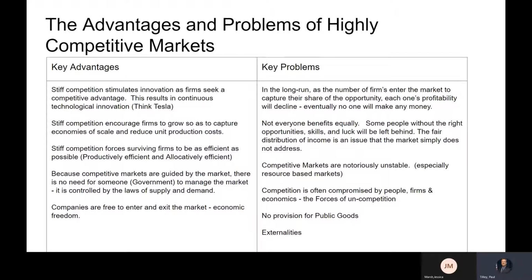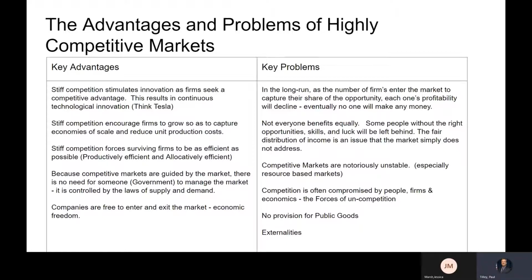But there are some problems, and we need to be aware of them. The advantages are, I'm going to call them, self-evident. The challenges are not so self-evident. In the long run, firms enter the market to capture their share of opportunity. As long as a company is making $1 of profit, another company is going to look and say, hey, they're making $1 profit.